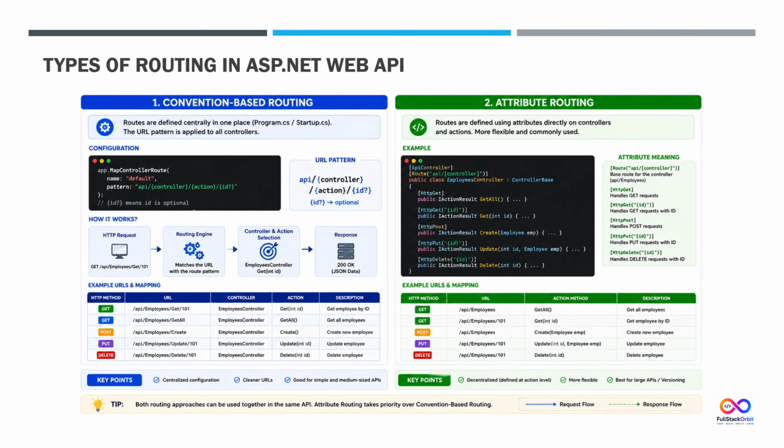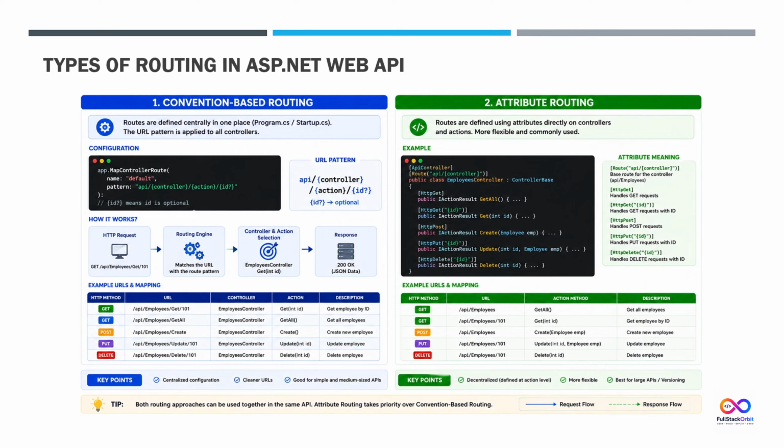Or we can define it on the method itself. So here you can see for this Get method, we have defined attribute routing like HTTP Get, and this is the ID which we are receiving as a parameter. So this makes routing more readable and easier to understand because the route is visible right where the action method is defined. Attribute routing also provides better flexibility, cleaner API design, easier API versioning, and better control over URLs.